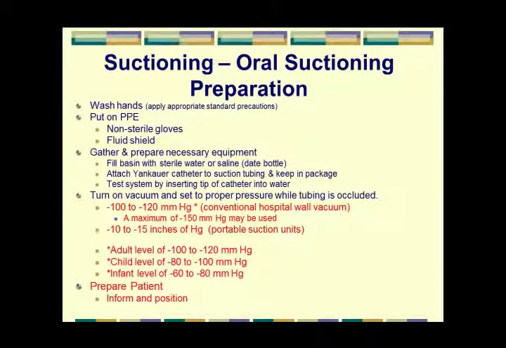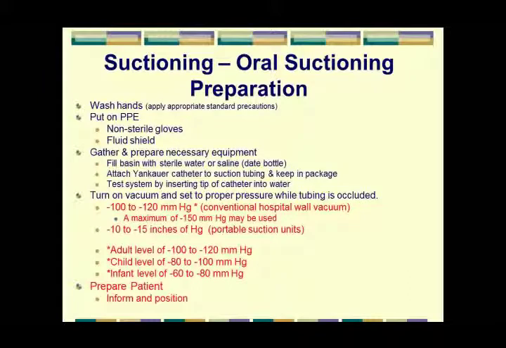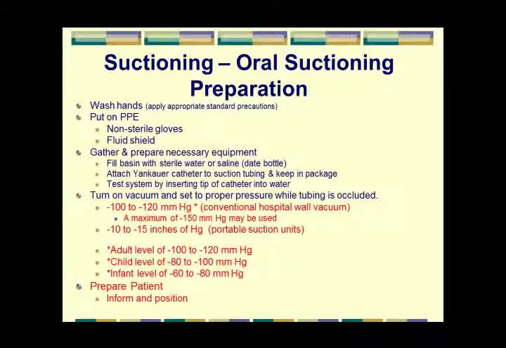And then we need to set our appropriate level of vacuum. We're going to set that vacuum level while occluding the tubing. The connecting tubing that we're hooked up to the suction catheter, we occlude the end of that and verify where that suction pressure is at. And you should know, put a star by this. Well, it's already got a star by it, but make sure you know it: 100 to 120 for adult, 80 to 100 for a child, 60 to 80 for an infant.